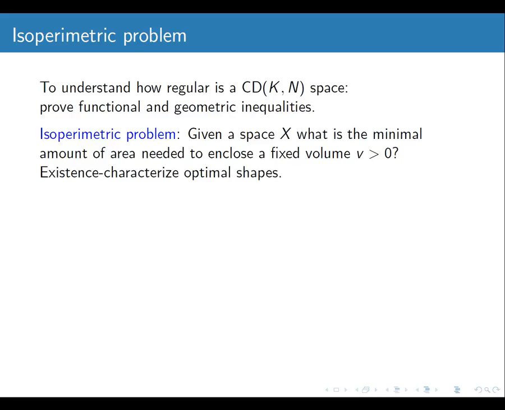So you have a space where you know how to measure both volume and perimeter, and the question is, what is the minimal amount of area that you need to enclose a fixed volume V? Another related question is whether you have existence of optimal regions, the ones realizing the infimum or the minimum, and also to try to understand the shape of the minimizers.